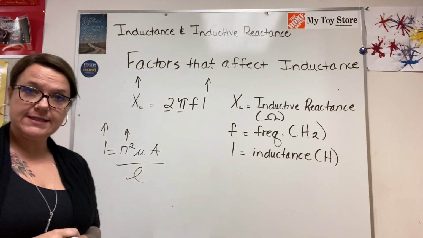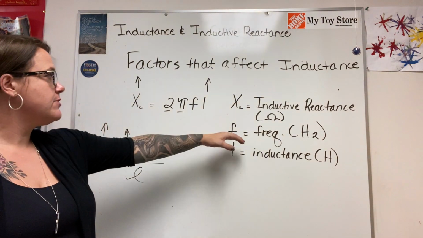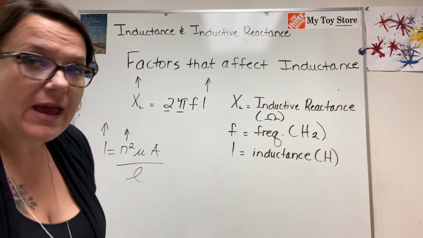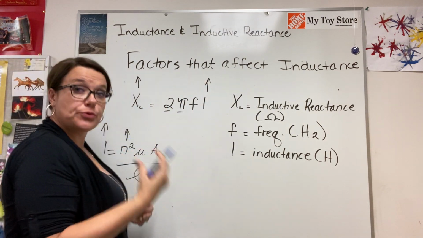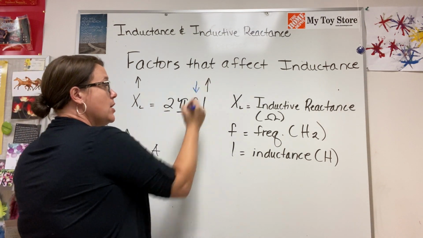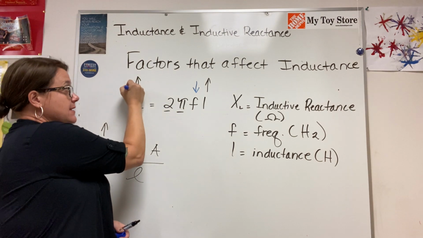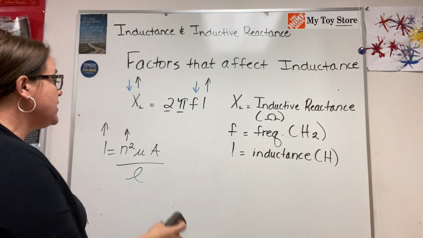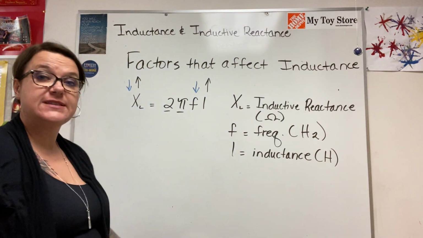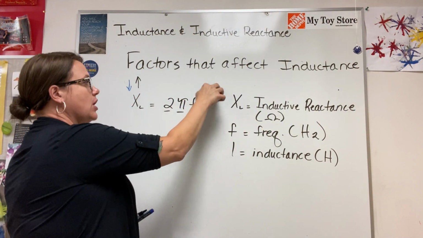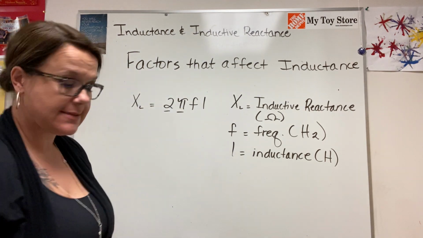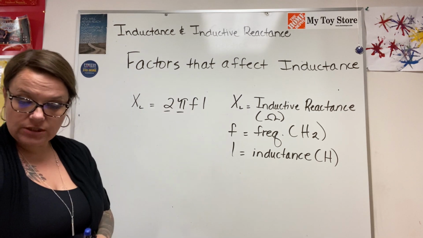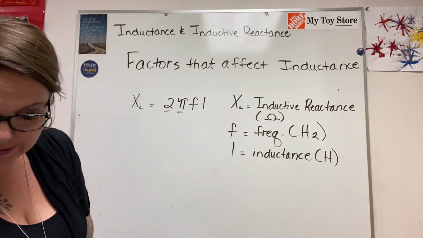So what about frequency? Let's say I decrease my frequency. What's going to happen to my inductive reactance? Again, everything mathematically here is a direct proportion. If frequency was halved, then my inductive reactance would be halved. So again, just by knowing the formula, you're going to be able to answer lots of questions in regards to inductive reactance. So 2 pi F L, let's look at that in terms of a circuit.